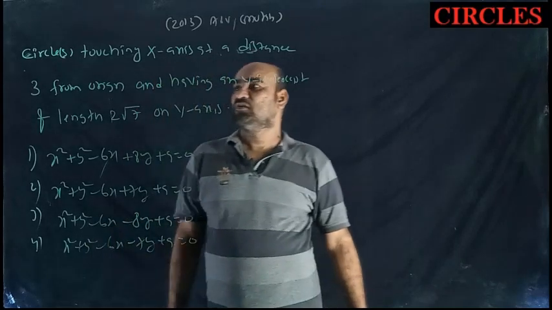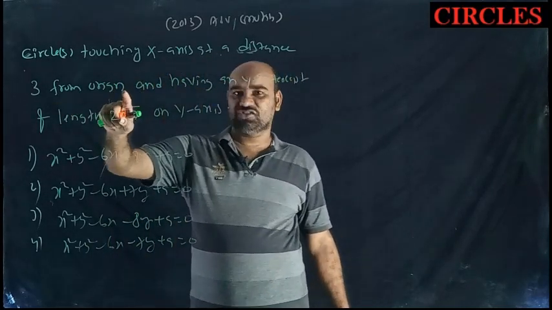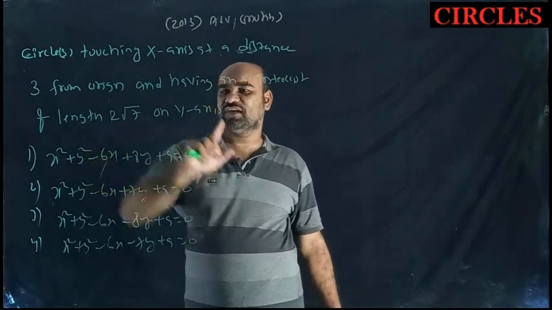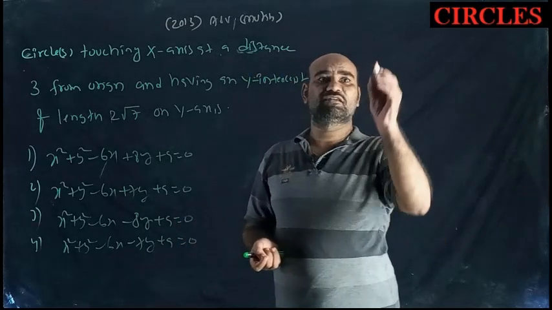Okay. Circles touching the x-axis at a distance of 3 from the origin and having a y-intercept of length 2 root 7 on the y-axis. Easy problem.